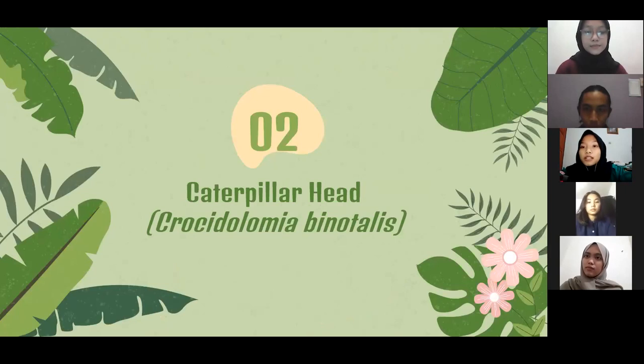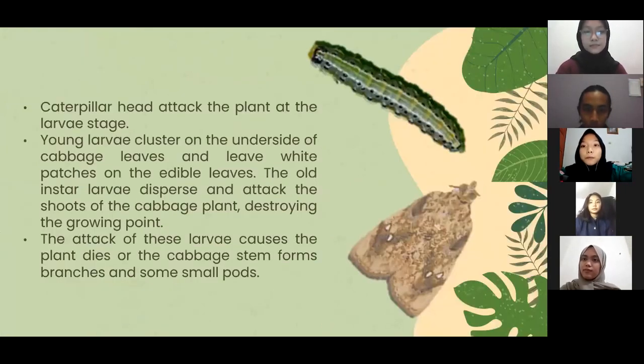Okay, the second is caterpillar head or Crocidolomia binotalis. Caterpillar head attacks the plant at the larva stage. Young larvae cluster on the underside of cabbage leaves and leave white patches on the edible leaves. The old instar larvae disperse and attack the shoot of the cabbage plant, destroying the growing point. The attack of this larva causes the plant to die or the cabbage to form no head and only some small pods.